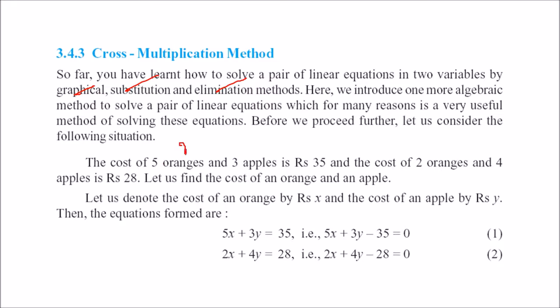We have 5 oranges, say 5x. We have 3 apples, say 3y. So the sum is 35. So 5x plus 3y equal to 35. This is our first equation.